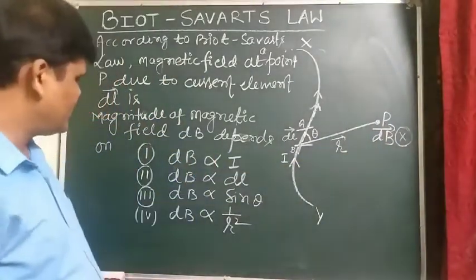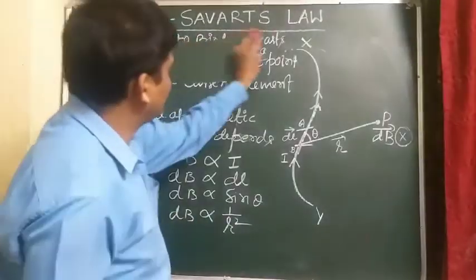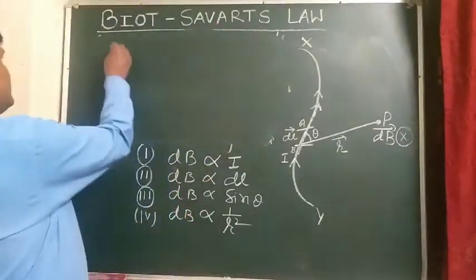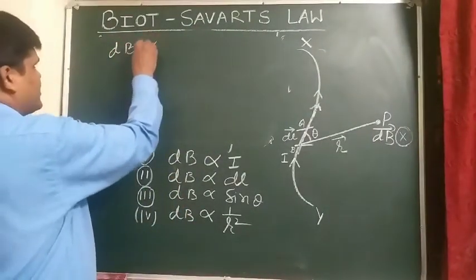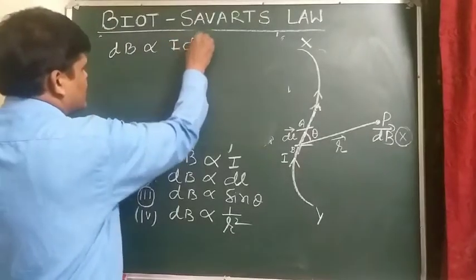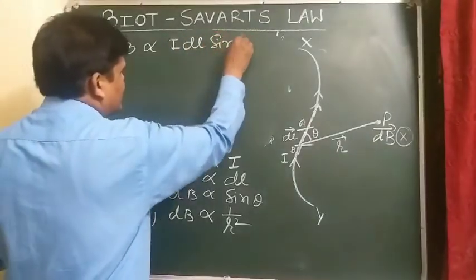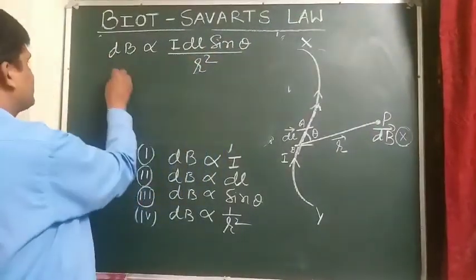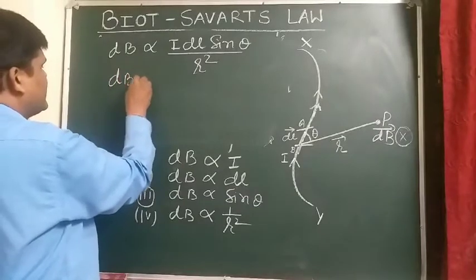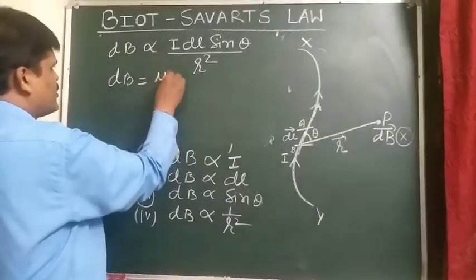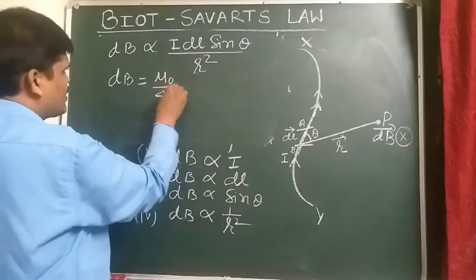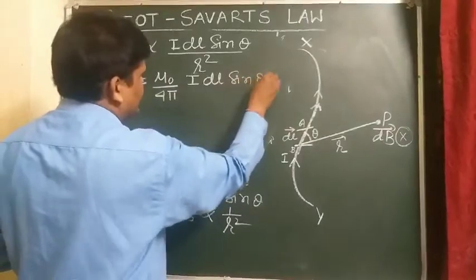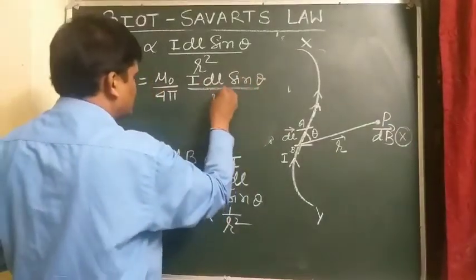So in combined way, this formula can be written as, student, dB is directly proportional to I dl sin theta by r square. By removing this proportionality constant, dB comes out to be that constant, mu naught by 4 pi, I dl sin theta by r square.